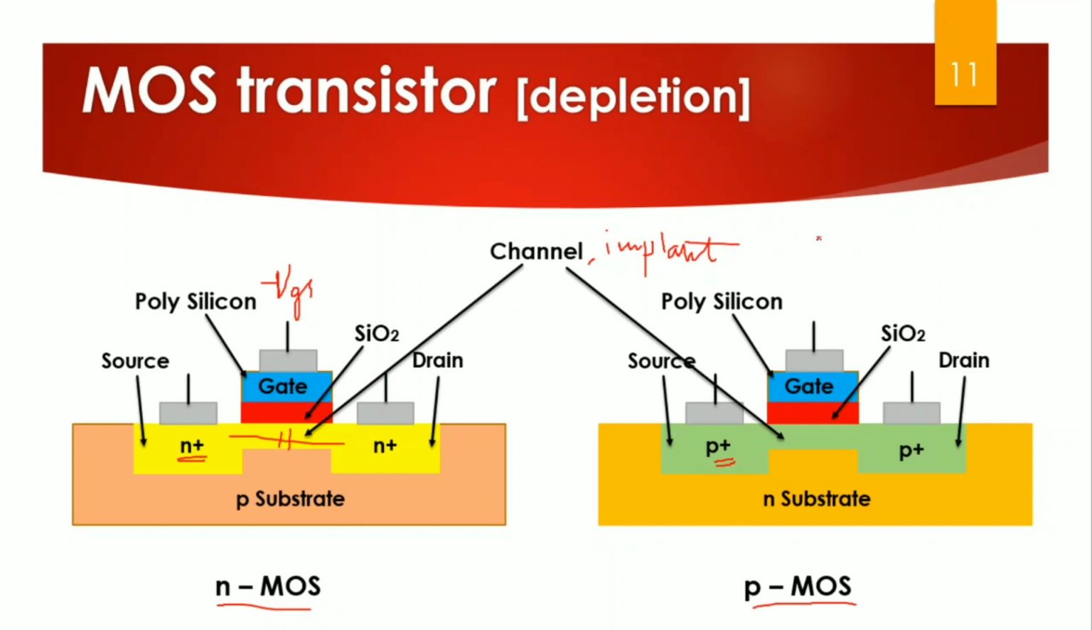And there is a major difference between N-type and N+ material. So what is that? If I say it is an N-type material, it is normally doped. And if I say it is N+, it is highly doped. If I say P-type material, it is normally doped. If I say P+ material, it is highly doped. So this is about MOS transistor.